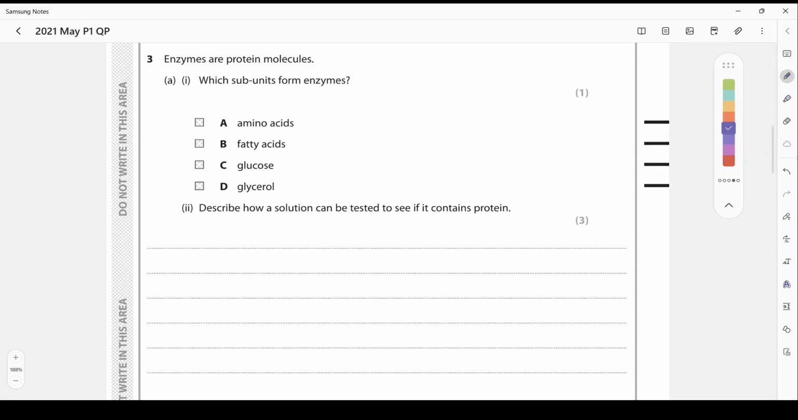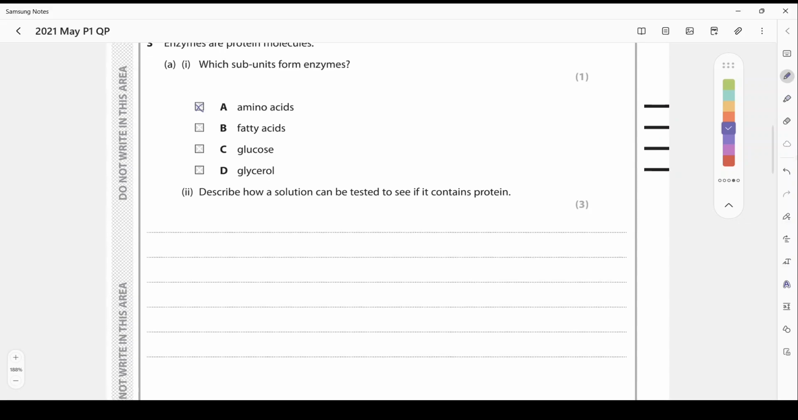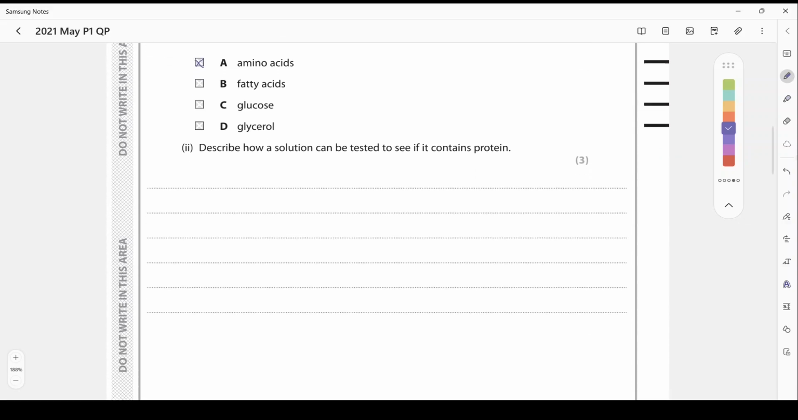All right, so the answer for this would be amino acids because amino acids are the subunits of proteins. Part 2, it says describe how a solution can be tested to see if it contains proteins. So for this, we would use a Biuret solution. The original color is blue, and in the presence of protein, it would turn lilac. So let's write that down.